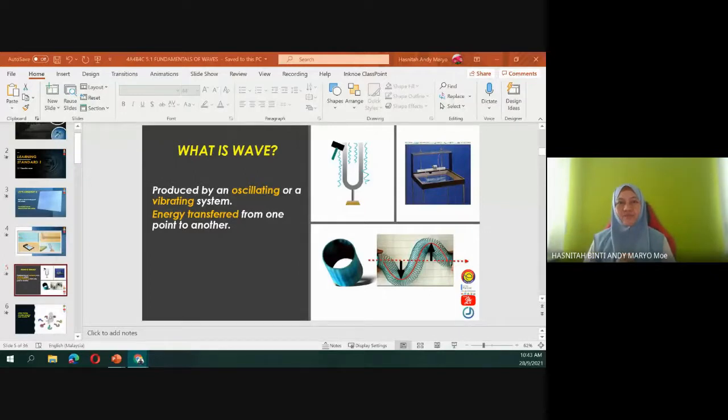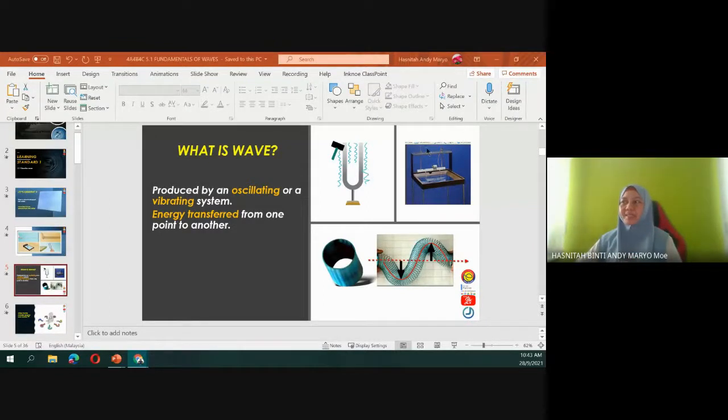So wave is produced. Can you read from the slide? When they ask you to write a definition of wave, you should write: wave is produced by an oscillating or vibrating system. The keyword is oscillating or vibrating system. So this is an example of sources which can produce wave. The tuning fork will produce sound wave when it vibrates, when you knock it with something.